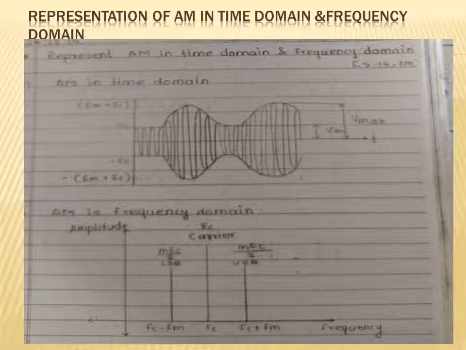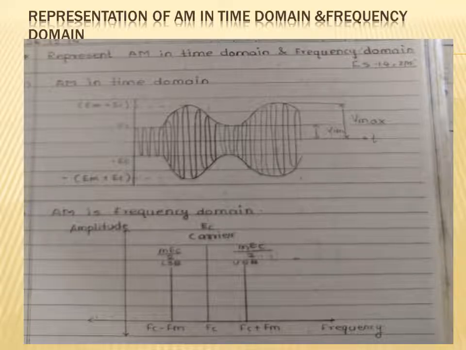The last one is the representation of AM in the time domain and the frequency domain. This point is very important; it is asked for 4 marks. For this question you have to draw only the diagrams. If they ask you to explain, then you have to explain as in the previous part. If they ask only to draw, then you draw only these two diagrams.